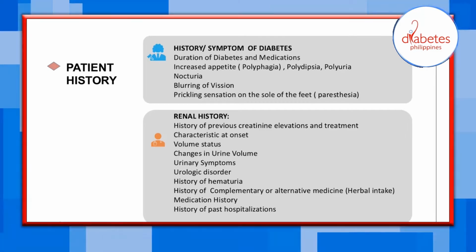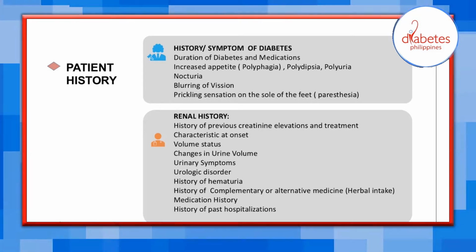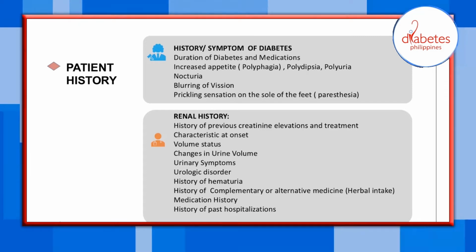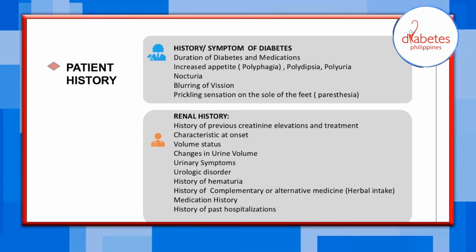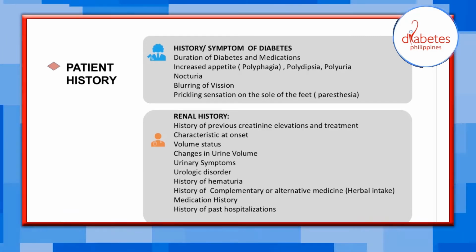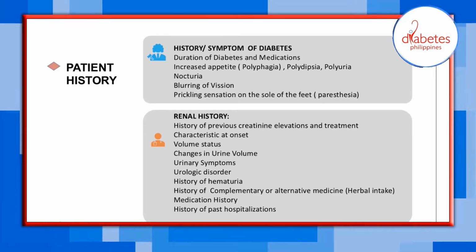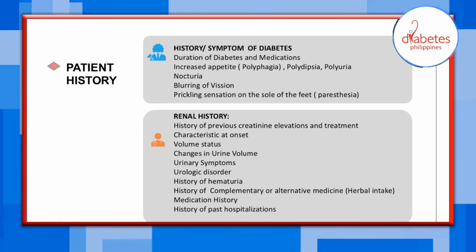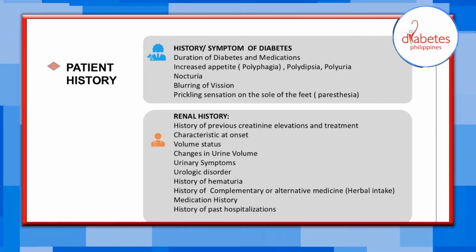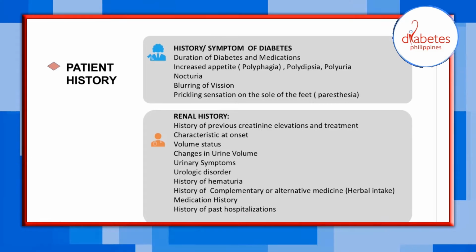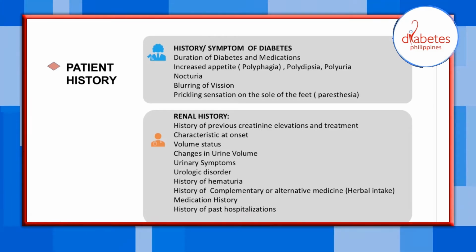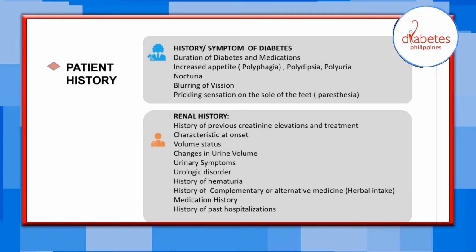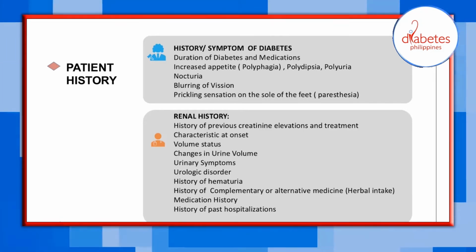Also, you have to check for the volume status of your patient. You have to ask for signs and symptoms of volume depletion that may be due to an increase in insensible losses, such as fever, poor oral intake, diarrhea, or hypotension. Or signs of volume overload, such as difficulty of breathing, dyspnea, or presence of edema. Also, you should ask if there are changes in urine volume, if there's decrease or no urine output, which is a sign of renal failure.